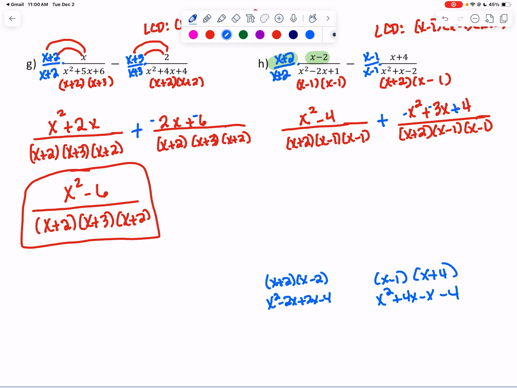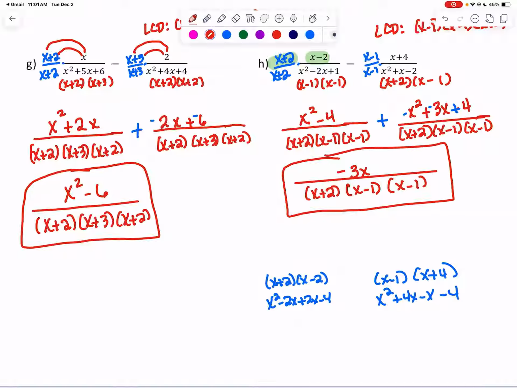Now we can combine like terms. So x squared minus x squared is 0. Then we have a negative 3x. Negative 4 plus 4 is also 0. So once we combine like terms here, all we're left with on the top is negative 3x over, and then just write your LCD, x plus 2, x minus 1, x minus 1. And you can see here, nothing's going to factor any further. So this is in its simplest form. And that concludes today's lesson, Adding and Subtracting Rational Expressions, Part 2.